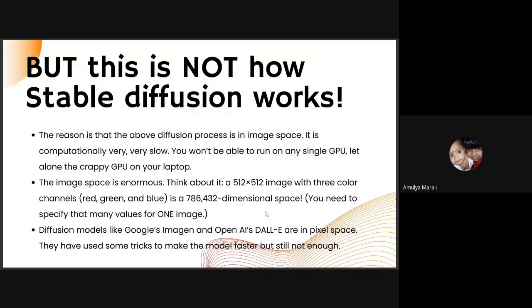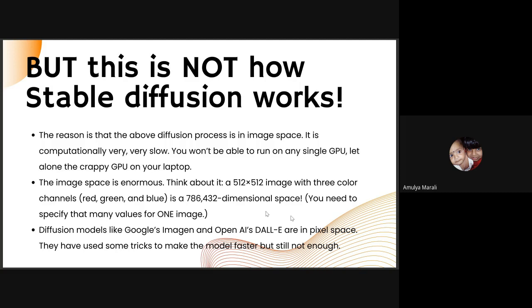The sad part is that this is not how stable diffusion actually works, because as we know, image space is enormous. Just thinking about an image of 512 by 512 dimensions with 3 color channels, red, green, and blue, overall it comes down to 786,432 dimensions. That's just for one image, and you have to do it for multiple images that you generate as you go, which is not feasible and makes no sense.